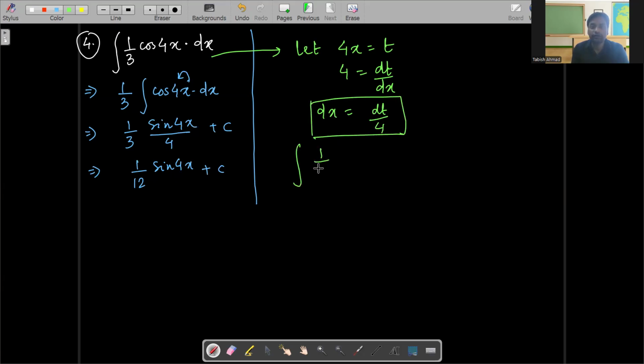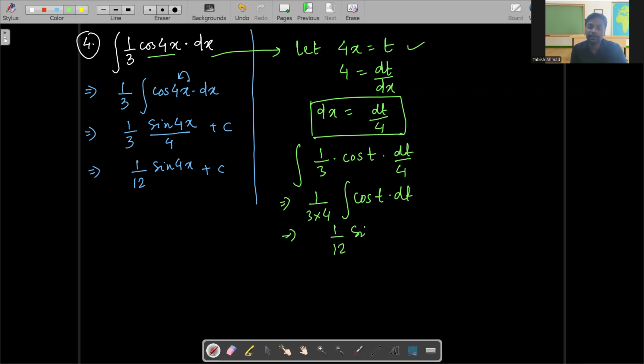So integration of 1 by 3 dot cos 4x, that is cos t, since I have considered 4x as t, and dx is dt by 4. You see, dt by 4 and 1 by 3, the 1 by 4 will come outside. So that is 3 multiplied by 4, 1 by 12, integration of cos t dt. Cos t integrated is how much? That is sin t plus c. Done. 1 by 12, and sin t is nothing but sin 4x, because you considered t as 4x. You see here? Isn't it? How simple was this?